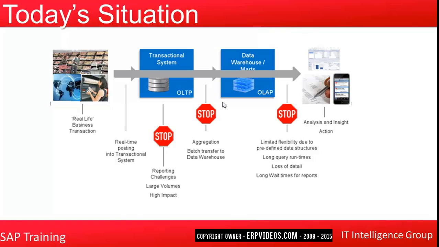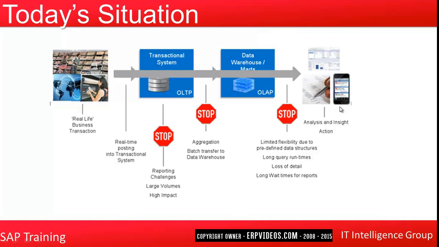You can see that today in a real-life business transaction, say for example you are sending some data, you are posting in real time, reporting is in real time, aggregation is in real time. All that can happen in real time only when you have an in-memory database. That is where HANA comes into the picture, because otherwise you send the data, it goes to the transactional system, then to the data warehouse, then it comes here for the insights and the action, and that takes a lot of time.